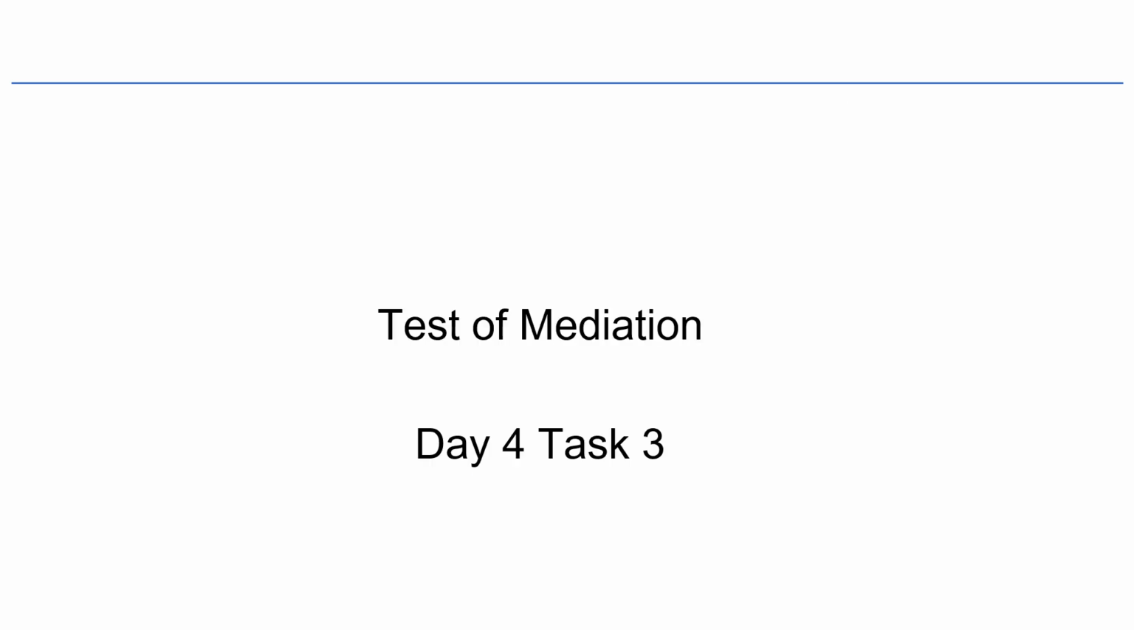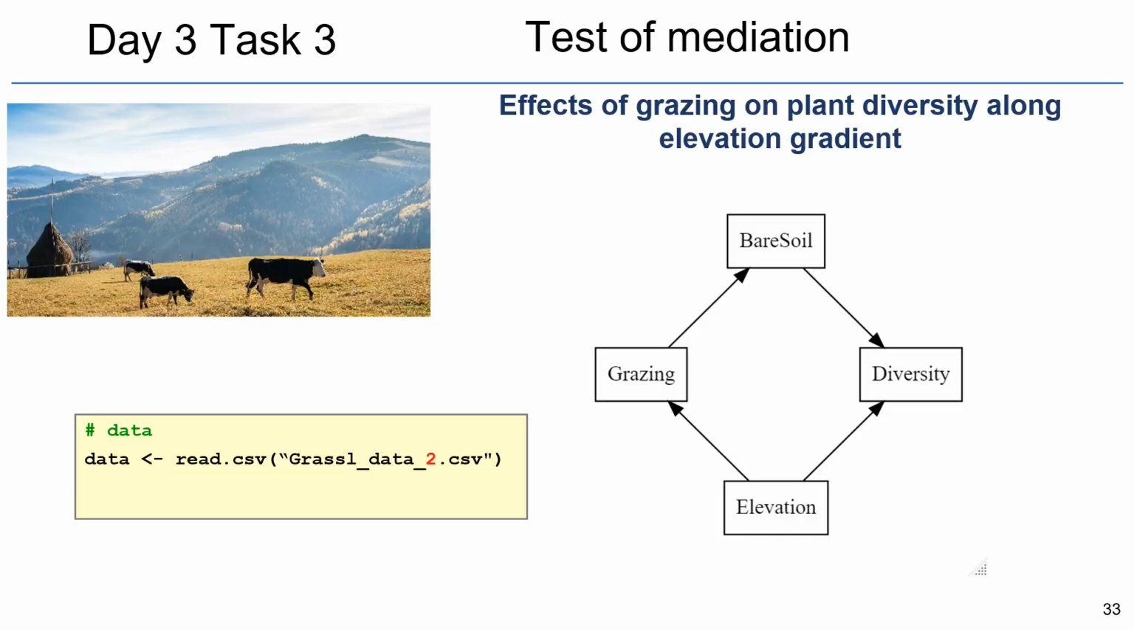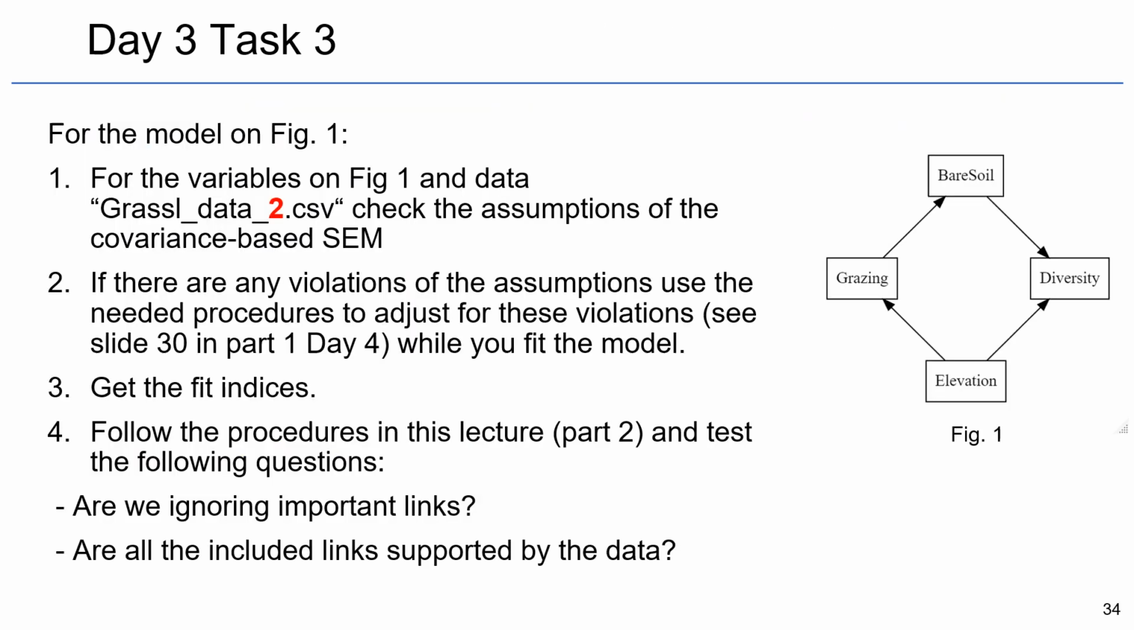And the last task for today, task 3, is a test of mediation. In this task, we will use the project that you already know on the grasslands, which we used in the first lecture. And here you can see the data, but these are not the same data set. It's the data set grassland data 2. So here you have a different hypothetical model, so take care that it's not the same as we used in the first lecture, and the data are different.